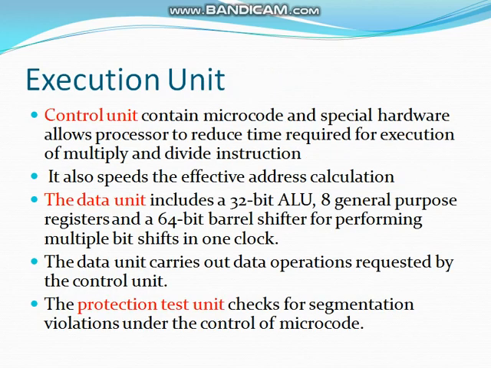The execution unit contains three different blocks. One is the control block, the data block, and another is called the protection test unit. The control unit contains the microcodes and special hardware. They allow the processor to reduce the time required for execution, and for multiplication and division. It is also used to speed up the effective address calculation.